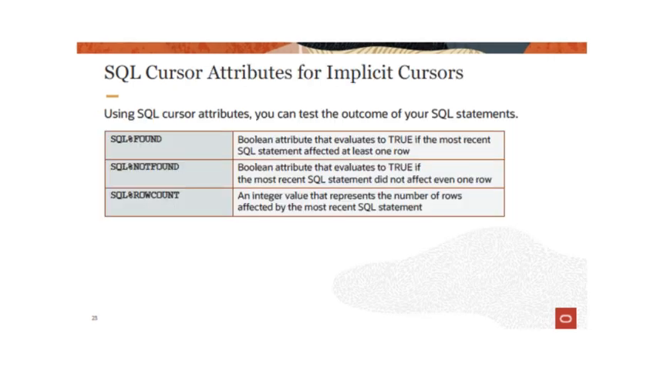SQL cursor attributes enable you to evaluate what happened when an implicit cursor was last used. You can use these attributes in PL/SQL statements but not in SQL statements. You can test the SQL%ROWCOUNT, SQL%FOUND, and SQL%NOTFOUND attributes in the executable section of a block to gather information after the execution of the appropriate DML command.